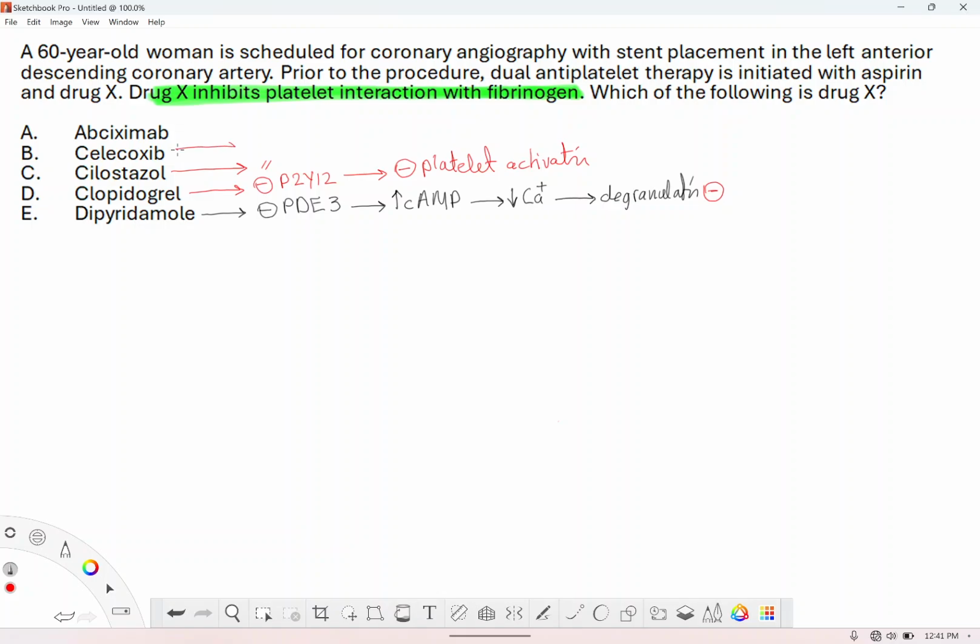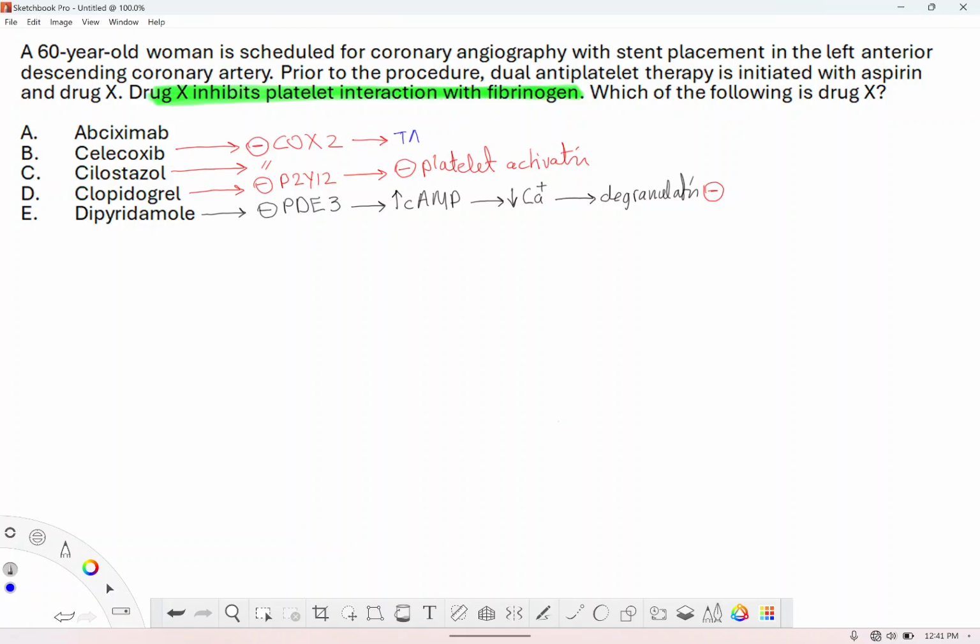Celecoxib is an NSAID, but it's a selective COX-2 inhibitor. So celecoxib inhibits COX-2 only. And remember, the COX-2 is responsible. Let me change color so we can differentiate between that. So COX-2 is responsible for production. Okay, COX-2 stands for cyclooxygenase, right?